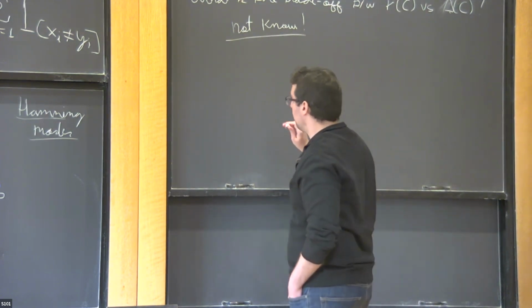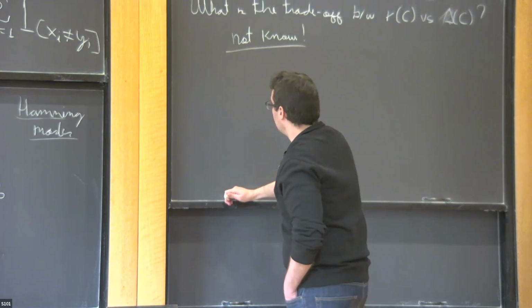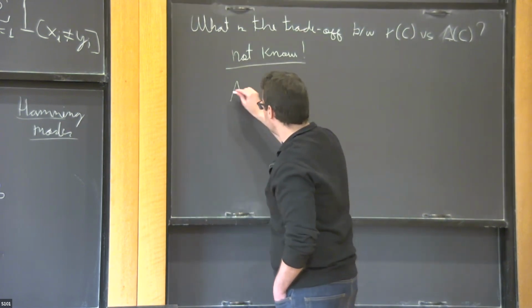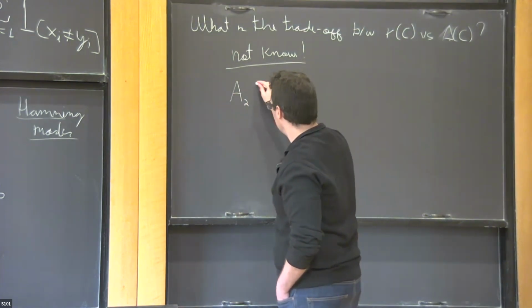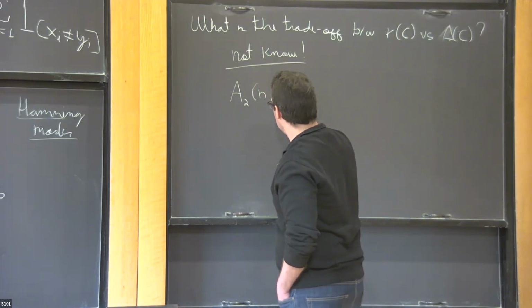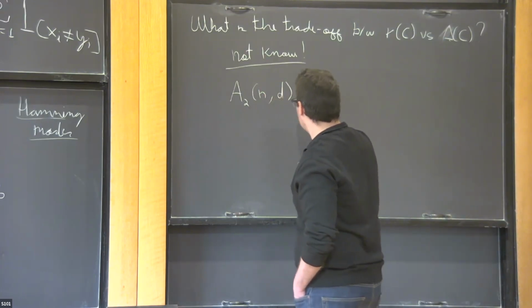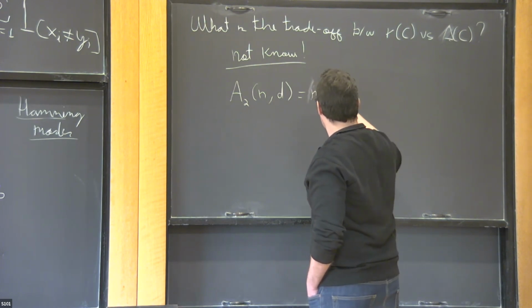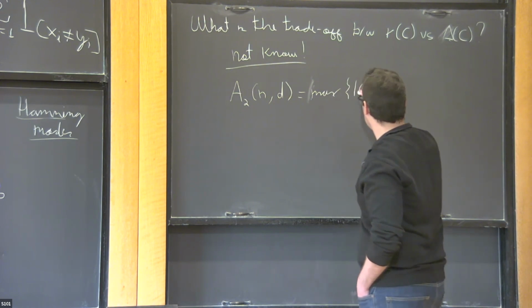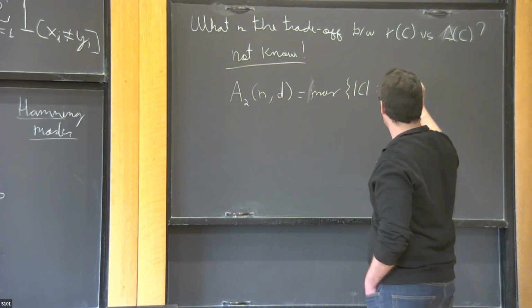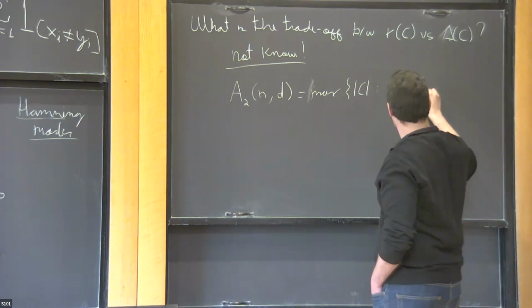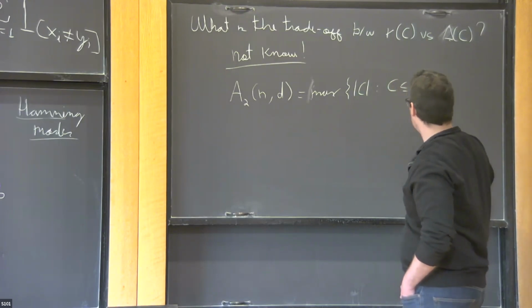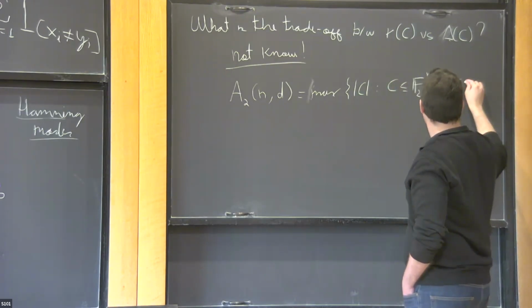So there are two quantities of importance in coding theory. One is that for a binary code, what is the largest size of a binary code of block length n and distance d? So this is just the maximum. So here we have the size of the code. It's a binary code of block length n, binary strings of length n, and minimum distance at least d.